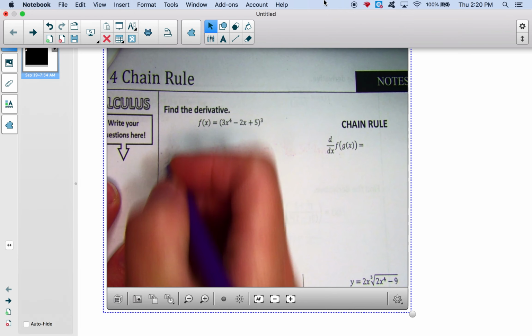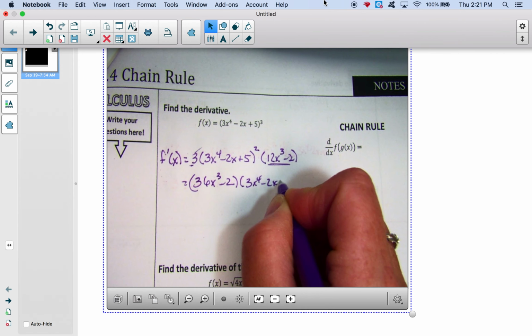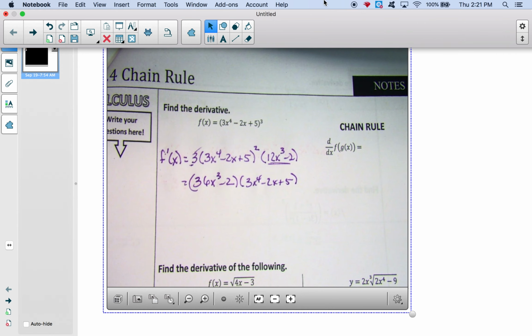And we can go ahead, take this 3 and combine it with this, combine those two. That's easy to do. That's 36x cubed minus 2, and then 3x to the 4th minus 2x plus 5. And there's our answer.